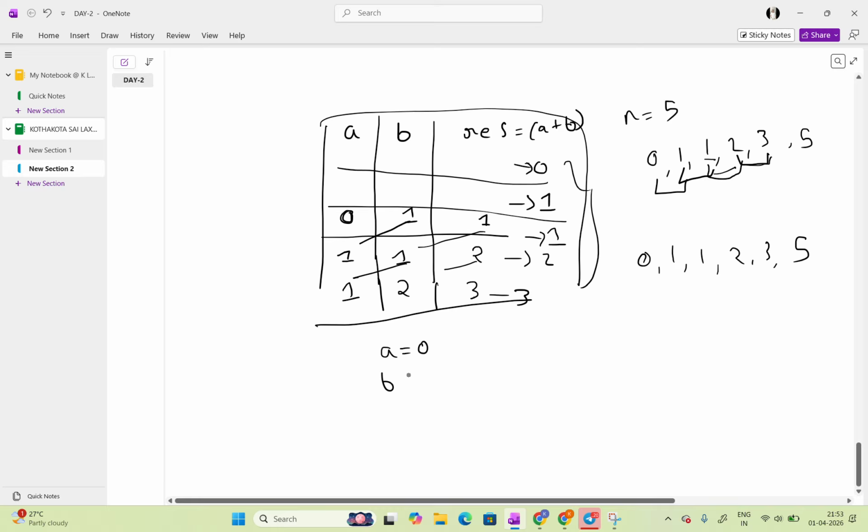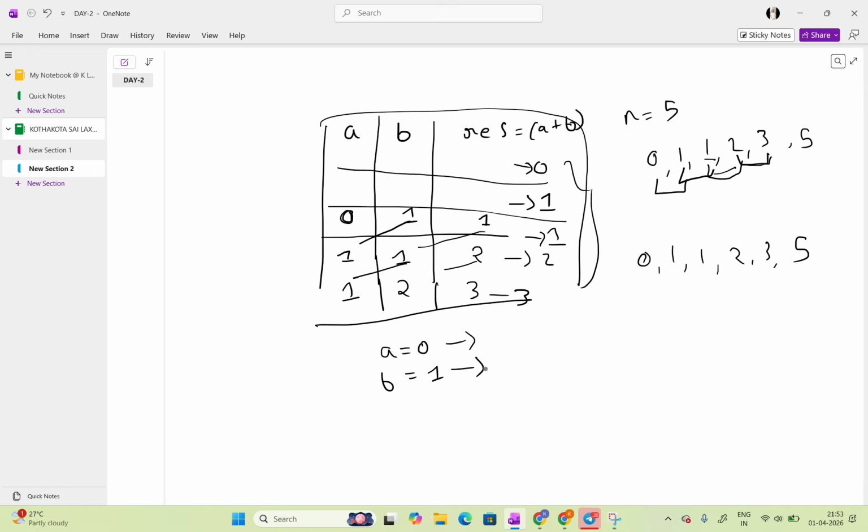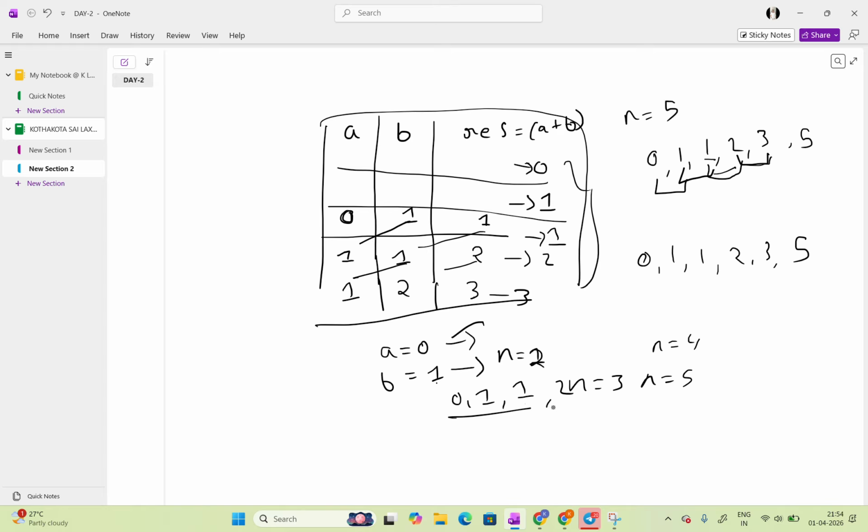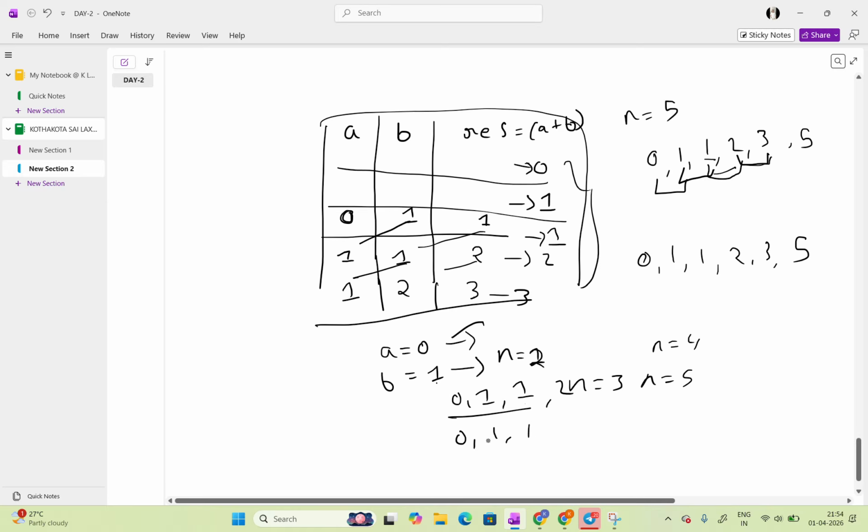A is equal to 0, b is equal to 1. In the first iteration I am going to print a and b. If we give n value equal to 1, it will print 0. For n value 2, both 0 and 1. If n value is 3, 0 plus 1, we are going to get 1. If n value is 4, 1 plus 1, what? 2. If n value is 5, 1 plus 2, I mean 0, 1, 1, 2, 3. In total we are getting 5 values.